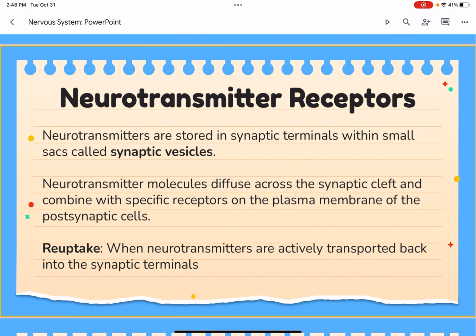Each time an action potential reaches a synaptic terminal, calcium ions from the extracellular fluid flow into the synaptic terminal. The calcium ions stimulate synaptic vesicles to fuse with the presynaptic membrane and release neurotransmitter molecules into the synaptic cleft. Neurotransmitter molecules diffuse across the synaptic cleft and combine with specific receptors on the plasma membrane of postsynaptic cells. These receptors are found on dendrites and cell bodies of postsynaptic neurons and on the plasma membranes of muscle fibers and gland cells. This is an area of biomedical research.